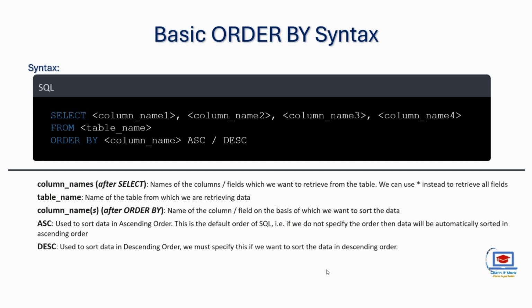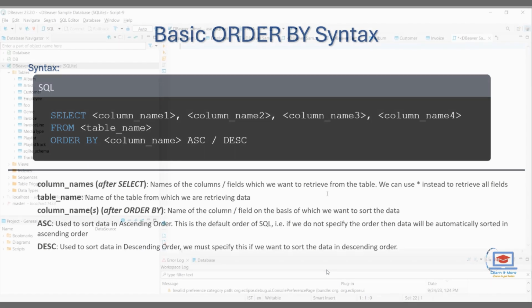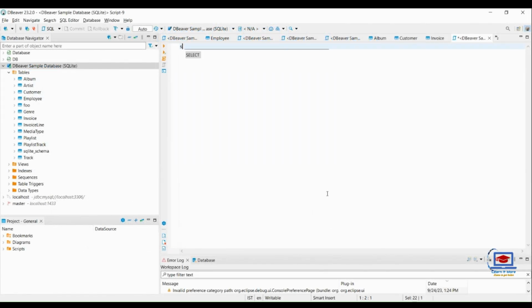Ascending order is default. For this we may or may not mention ASC. To sort in descending order, we need to mention DESC. Now let's see how it works. First, let's take a look at our table.